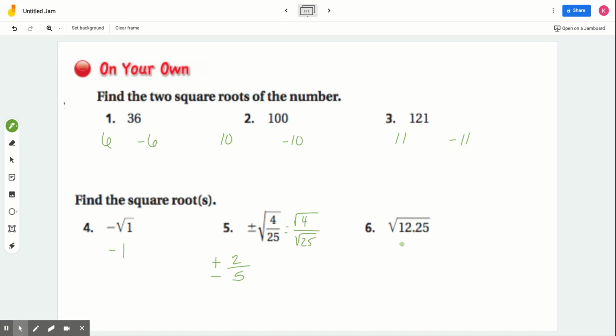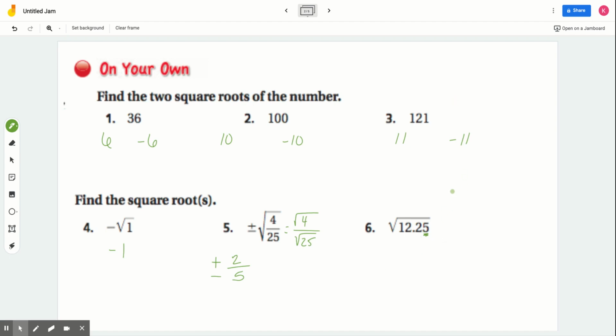Now, with number 6, we need the square root of 12.25. Now, there's a few ways to think about this. We need a number that, when multiplied by itself, will end in 5. Well, we know 1 times 1 is 1, 2 times 2 is 4, 3 times 3 is 9. We need to find one that will end in 5. Well, we know that 5 times 5 makes 25. So we know that whatever our number is needs to end in a 5.